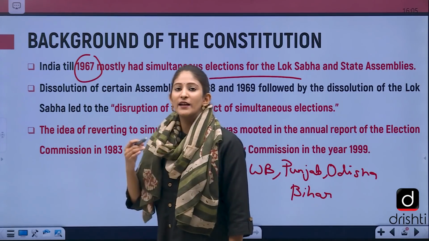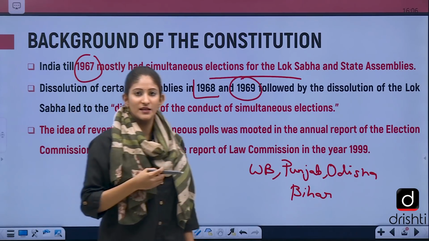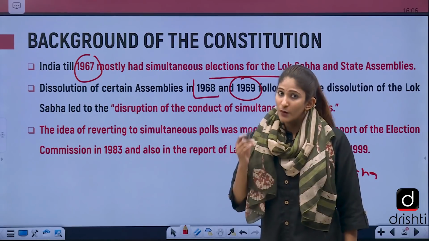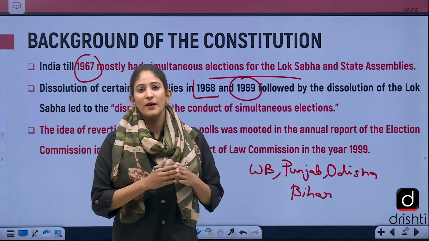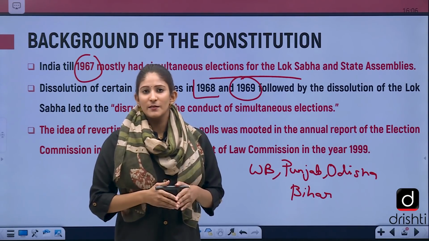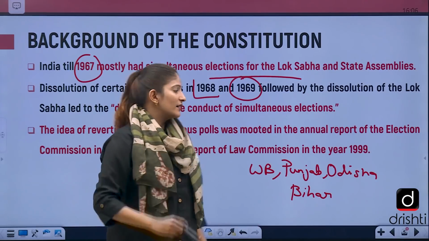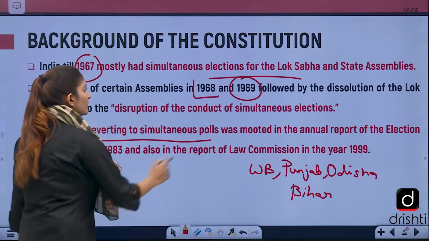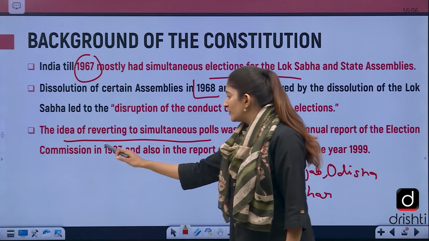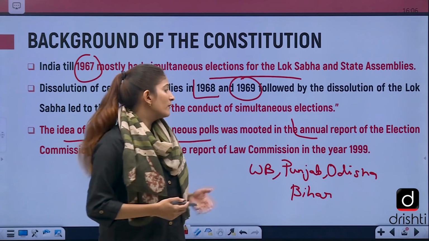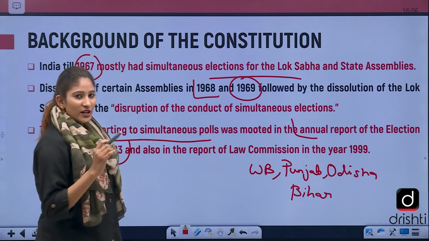And one more setback came when in 1968 and 1969, certain state legislative assemblies were dissolved. And one more setback came when in 1970, call for an earlier election was made by the then government of India due to internal party disturbances. So after that, the entire synchronized election system came to end, and then the idea of reverting to simultaneous polls was mooted in the annual report of Election Commission in the year 1983 and also in the Law Commission report of 1999. Alright, so I told you about the background in a very crisp manner.